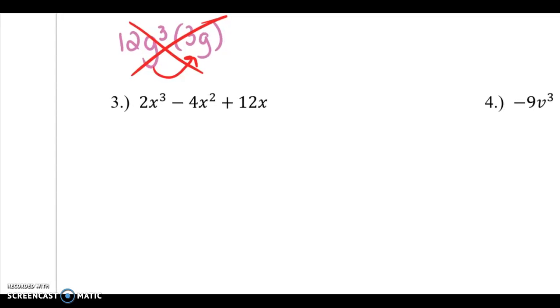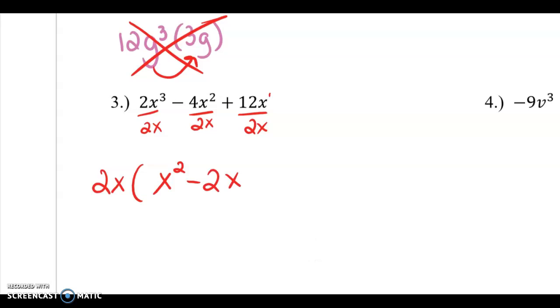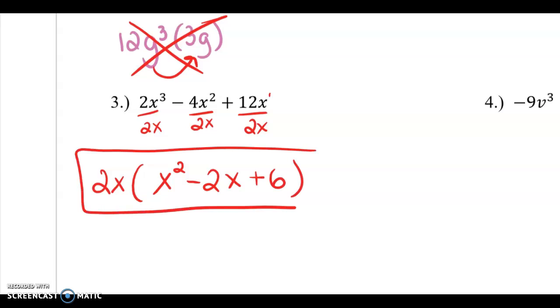All right, let's look at the next one. So 2, 4, and 12 are all divisible by 2, so that's going to be my number that goes on the outside. I've got 3, 2, and 1, so I pick my lowest exponent. That's going to be an x. So my GCF is a 2x. Leaves me with a 1x squared, but you don't actually need the 1 there, so I'm just going to write it as an x squared. If you leave the 1 there, it won't be wrong. Minus 2x, because 1's pulled on the outside, plus 6. And you can do a quick distributive property there to see that they're going to be equal to each other.